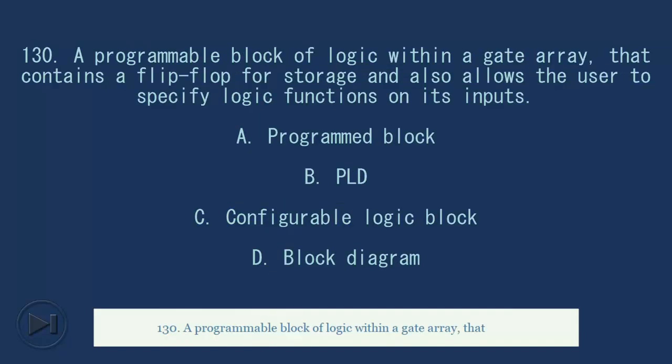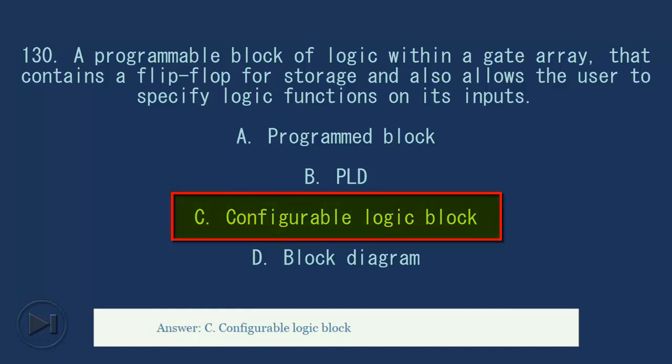130. A programmable block of logic within a gate array that contains a flip-flop for storage and also allows the user to specify logic functions on its inputs. A. Programmed block. B. PLD. C. Configurable logic block. D. Block diagram. Answer: C. Configurable logic block.